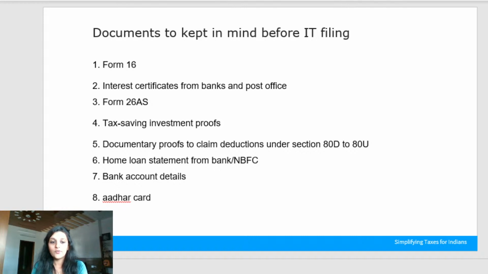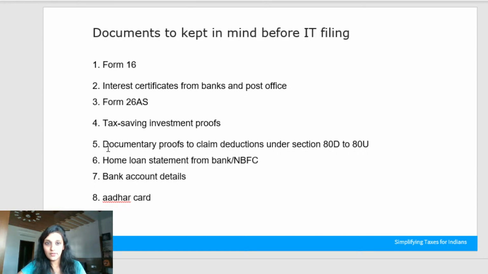Then at last you have to just enter correct bank account details and Aadhaar card in your ITR, because whatever bank account details you are going to mention, in that only you will be getting your refund amount. So make sure that you are entering the correct bank account details, bank number, then IFSC code, and the name of the bank. So this was all about what are the documents you have to keep in mind.